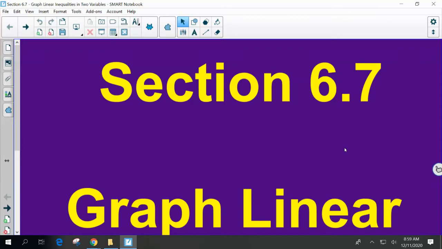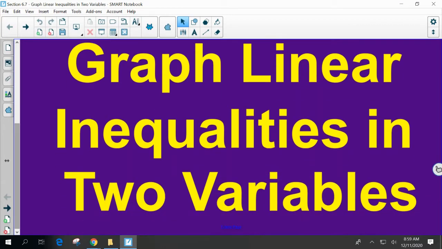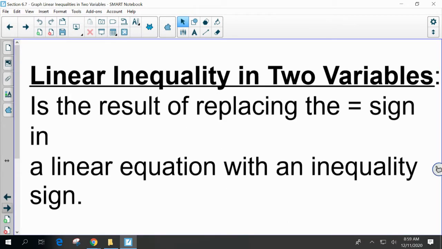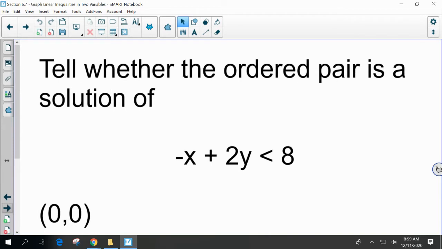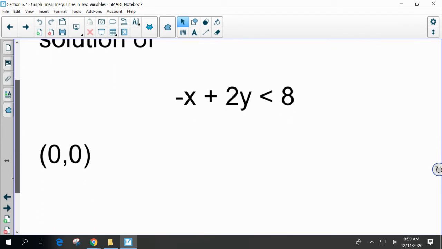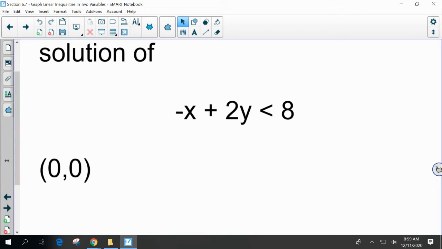Right, so this is section 6.7, graphing linear inequalities with two variables. A linear inequality with two variables is the result of replacing the equal sign in a linear equation with an inequality sign. Okay, so the first thing we're going to look at is: tell whether the ordered pair is a solution of the equation or the inequality.